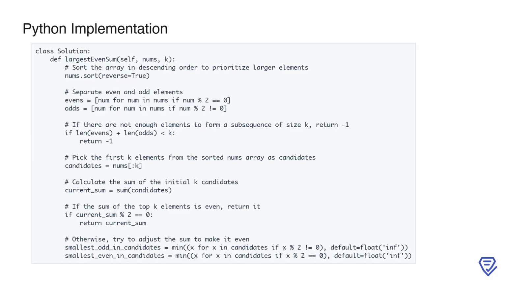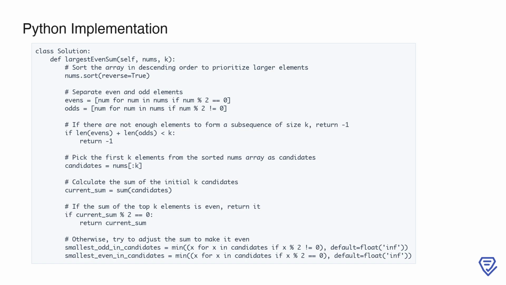Next, we add a condition to check if the combined count of evens and odds is less than k. If it is, it's impossible to form a subsequence of size k, so we return -1. After that, we select the first k elements from the sorted nums array as our initial candidates for the subsequence and calculate their sum. If the sum of these k elements is already even, we can directly return it.